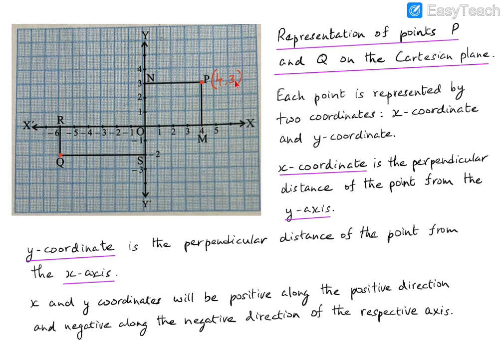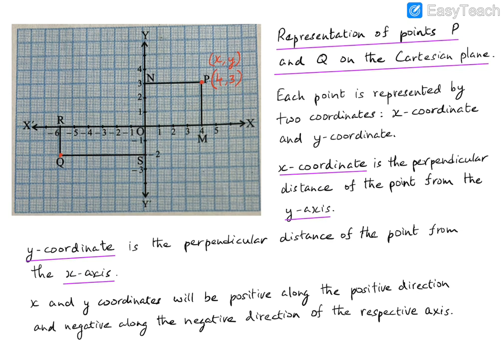The x coordinate is 4 and the y coordinate is 3. So in general, we represent the coordinates of a point in the form of the x coordinate comma the y coordinate. So we call it x comma y. So the x coordinate for the point P is 4 and the y coordinate for the point P is 3. So we have the coordinates for the point P given as 4 comma 3 within the round brackets.